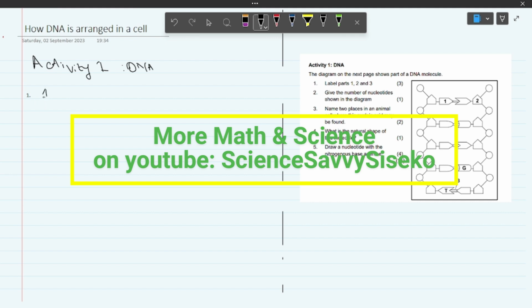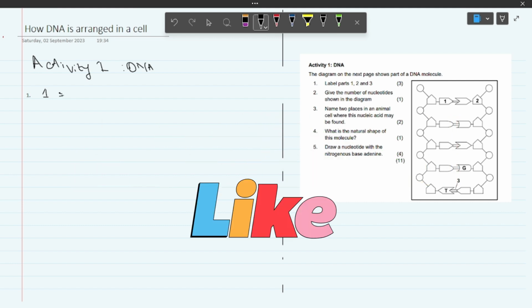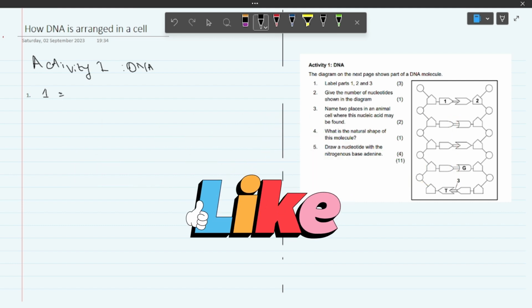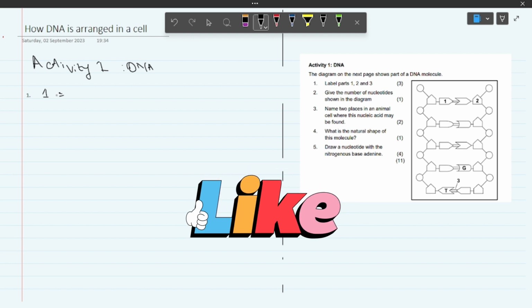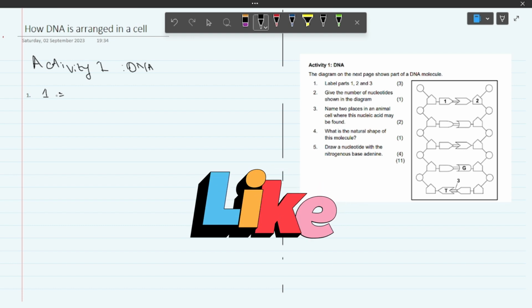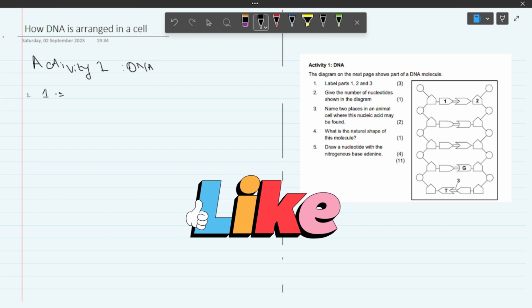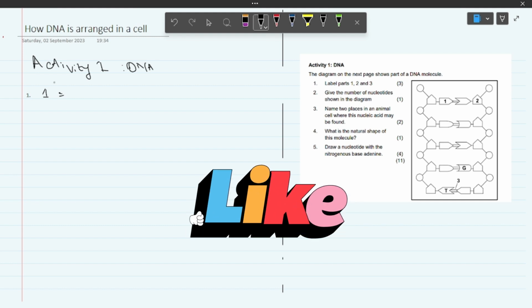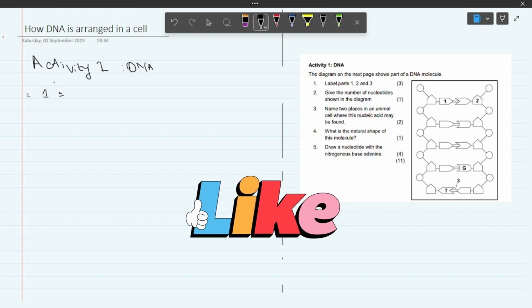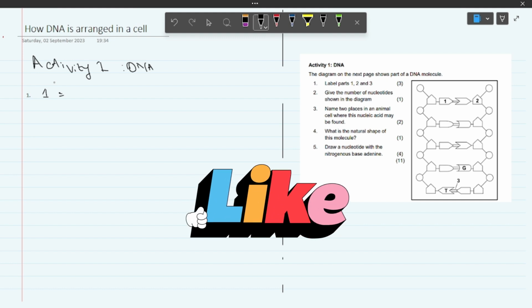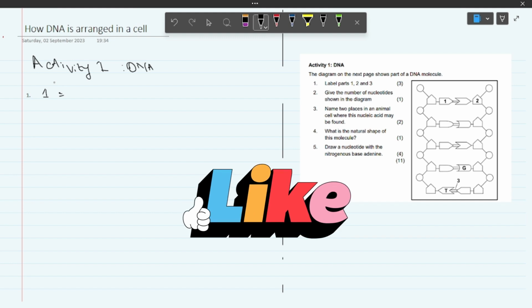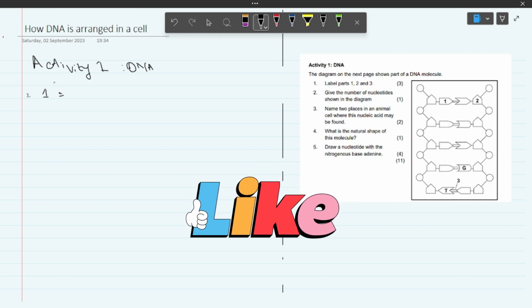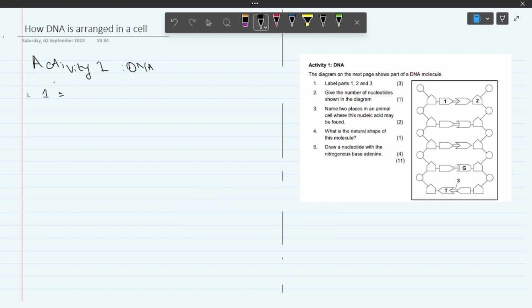So the number 1 in the diagram represents what? Number 1 in the diagram represents a nucleotide. Basically we know that the DNA molecule has what? It's a double helix structure. There's a phosphate group, there's a sugar group, and also there's a nucleotide, right? These nucleotides are complementary to each other, which means they always go in pairs.